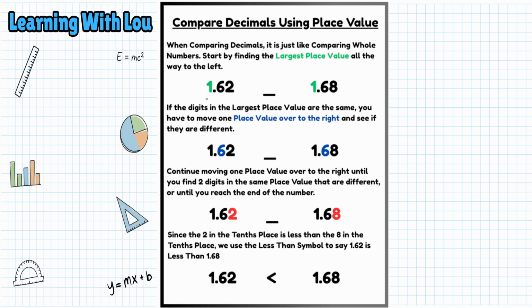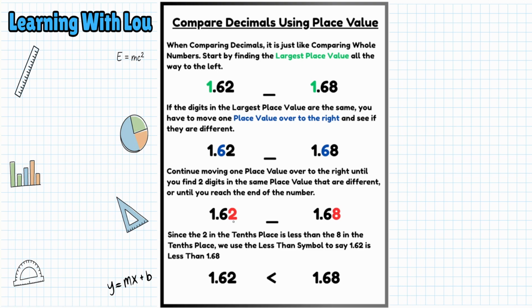So if you take a look here, we're comparing 1 and 62 hundredths to 1 and 68 hundredths. And we started all the way to our left. Our largest place value in this number happens to be the ones place. So I have a 1 and a 1 in my ones place. So far, I can't compare these yet because it's the same number. I have to go one place value over to the right. So now if you see here, I went over from my 1 to the 6 in the tens place. So 6 in the tens place, 6 in the tens place. I still can't compare these just yet because it's the same digit.